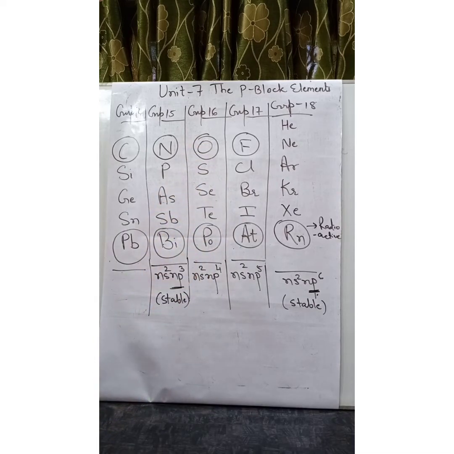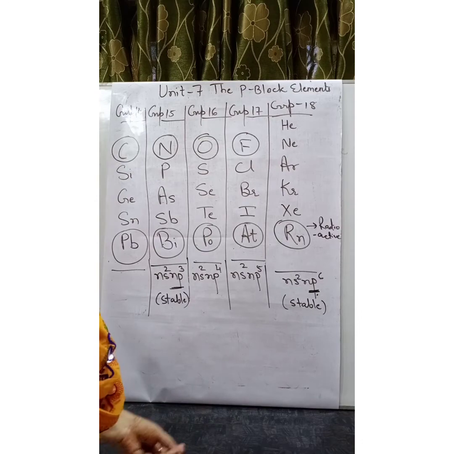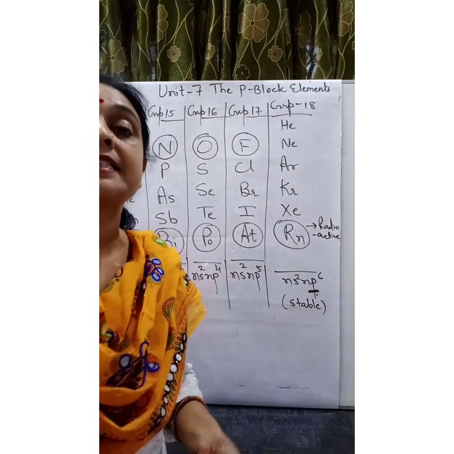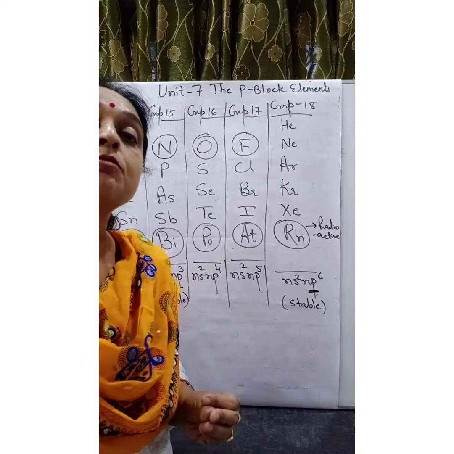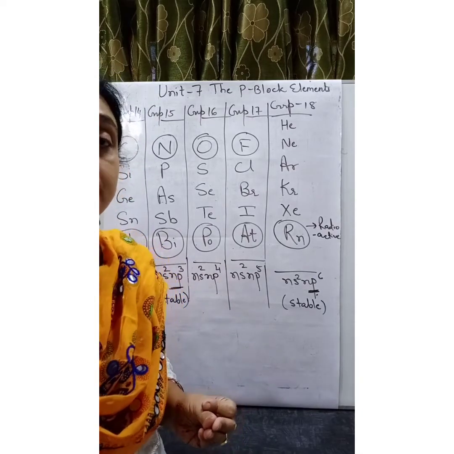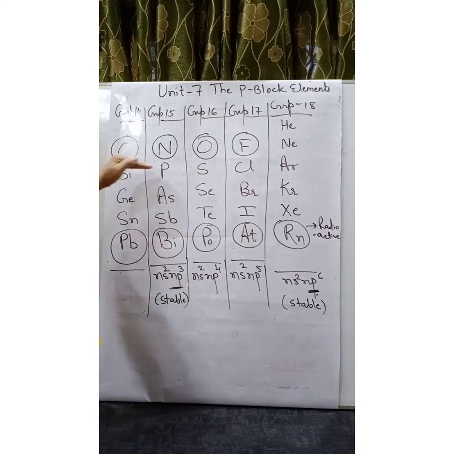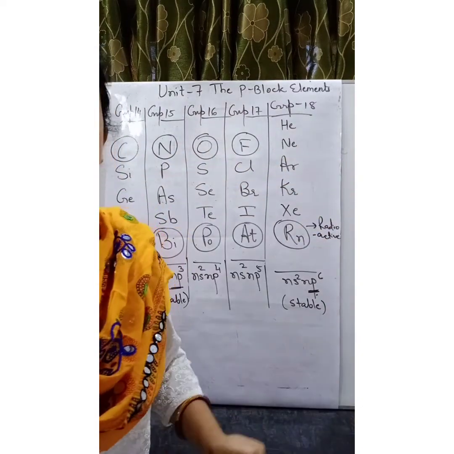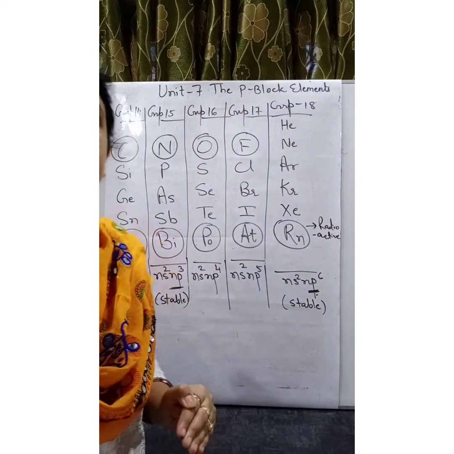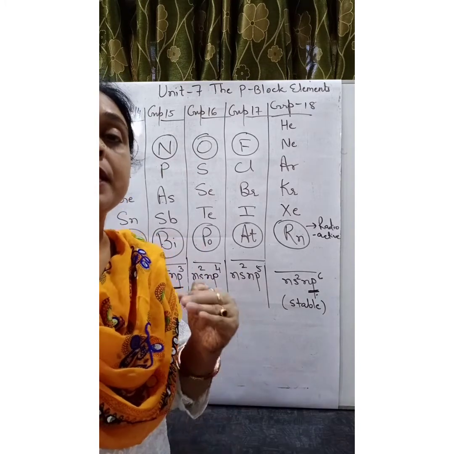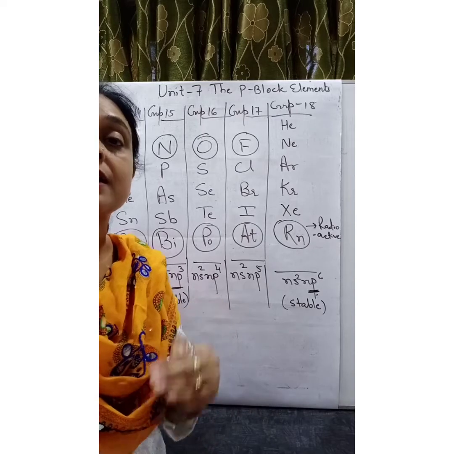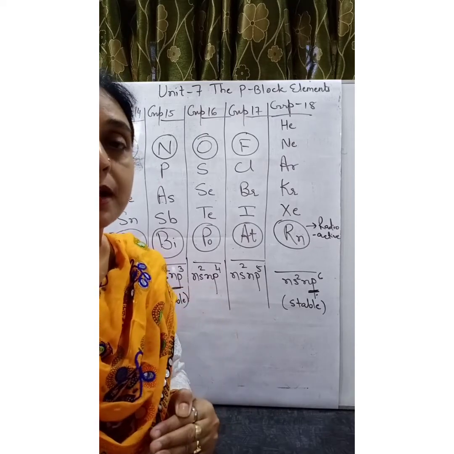If we consider the second periodic property, that is atomic size or atomic radius, we define atomic radius as the distance between the center of the atom to the outermost valence shell or orbital. Now, as we move from left to right in a period, we have already studied that atomic size decreases because the electrons are increasing with the increase in atomic number.